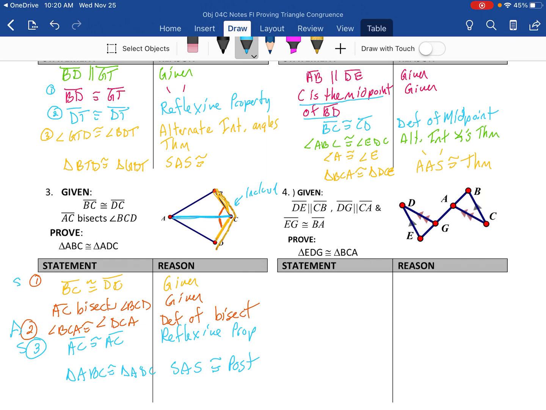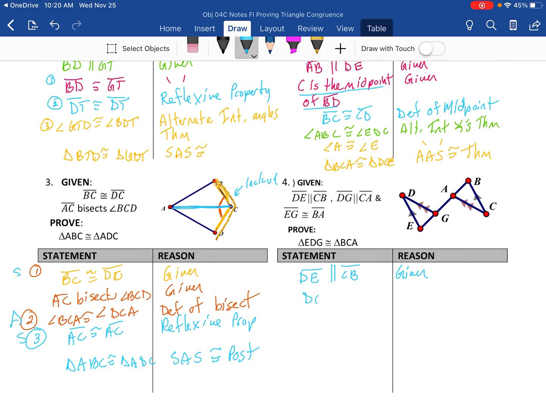Okay, this last one's a fun one. You're given DE is parallel to CB. It's marked in the diagram, so I don't have to do anything. You're also given DG is parallel to CA, which is also marked in the diagram. And you're given, and you can put little tick marks if you want, EG is congruent to BA. Now that I'll actually mark, so EG and BA, all right?